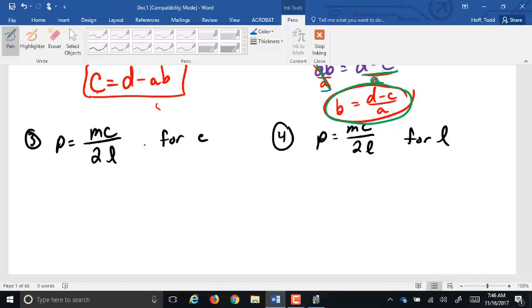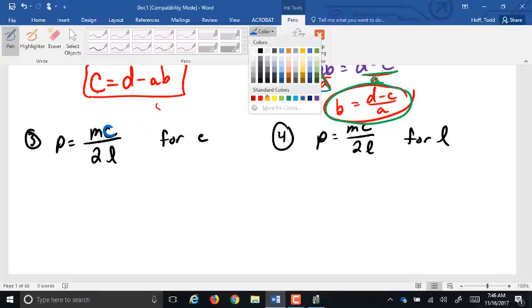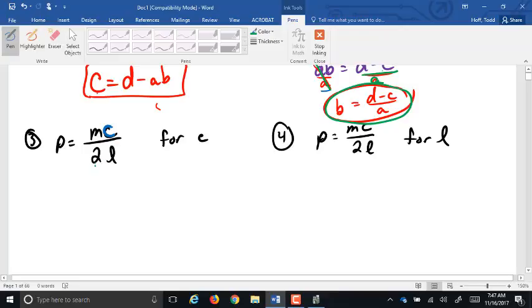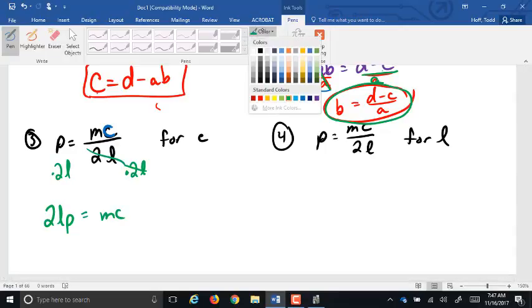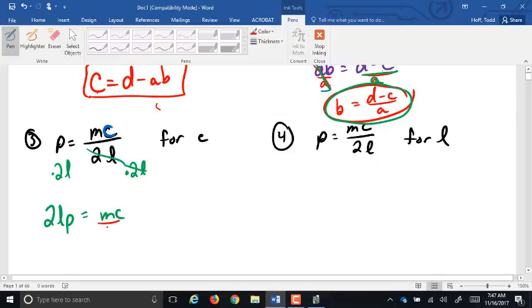Okay, so number 3, solving for C here. C has been multiplied by M and then divided by 2L. So to solve it, we're going to multiply by 2L. That cancels that out. P times 2L is 2LP. And now we have to divide by M to get C by itself. So that M's gone. That's C. 2LP divided by M is 2LP over M.